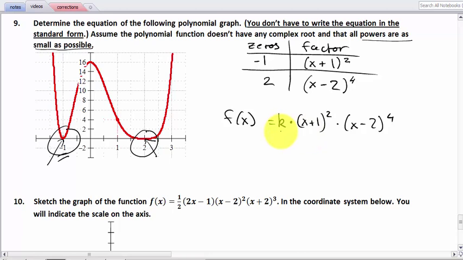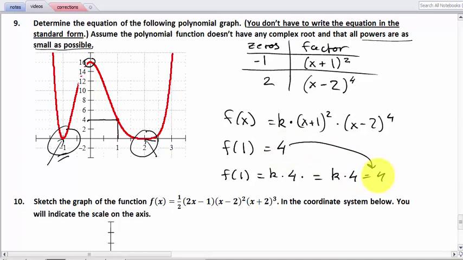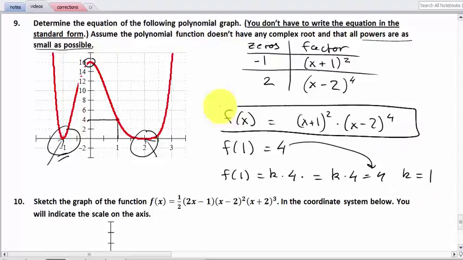So how do I find the constant? I need a piece of information now. It looks like it's 16 at 0, but actually there is a point that I marked in a much clearer way. At 1 it's 4, so f of 1 is equal to 4. So what is f of 1? F of 1 is k times 1 plus 1, which is 2, squared is 4, times 1 minus 2, which is -1, to the power of 4, which is 1. So this is just k times 4, and this is supposed to be 4, and so k is 1. So here we go, my polynomial function is just this one right here.